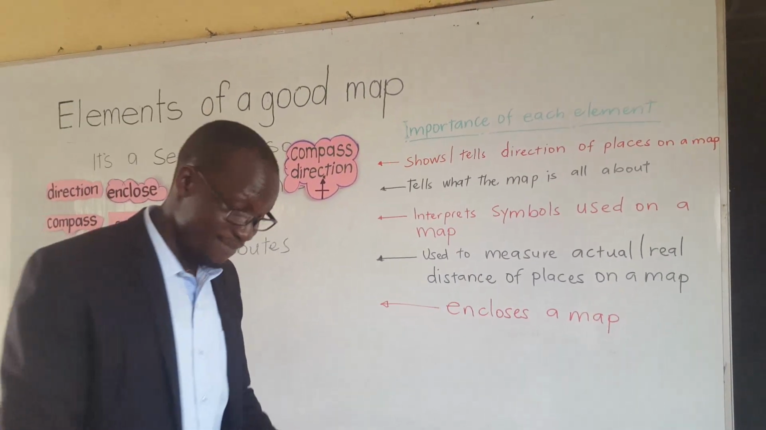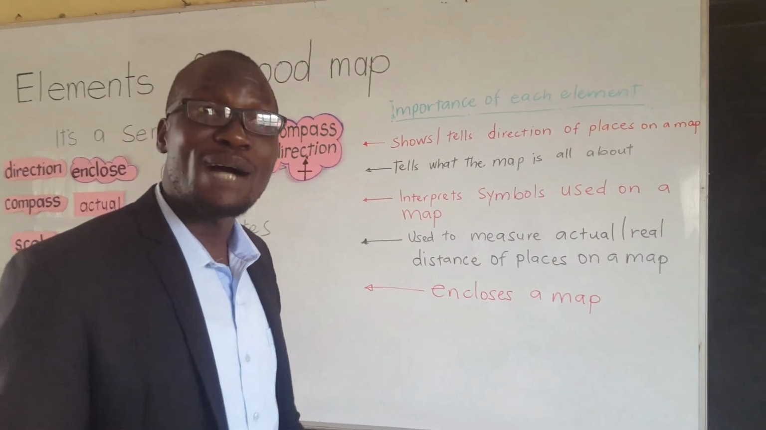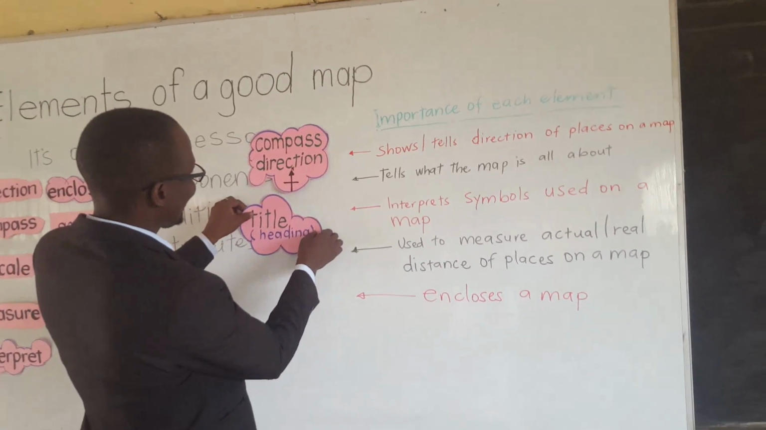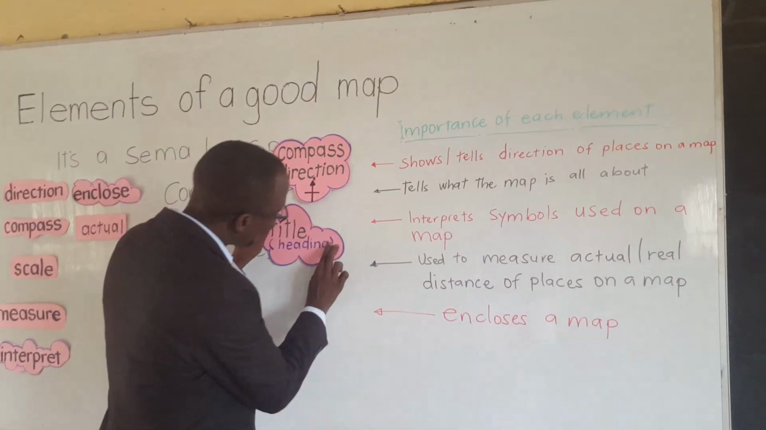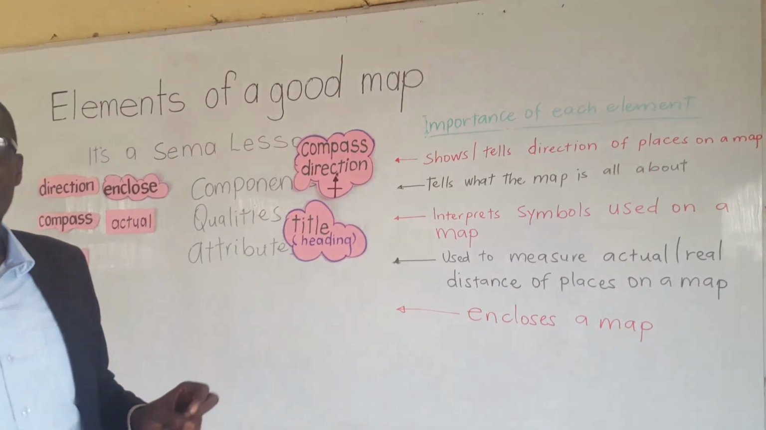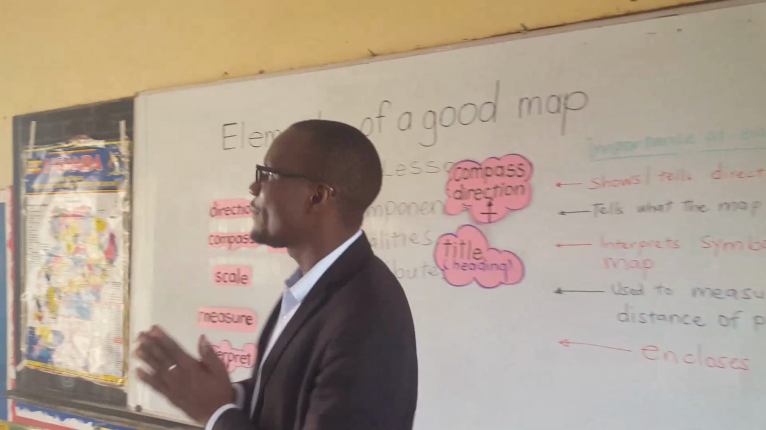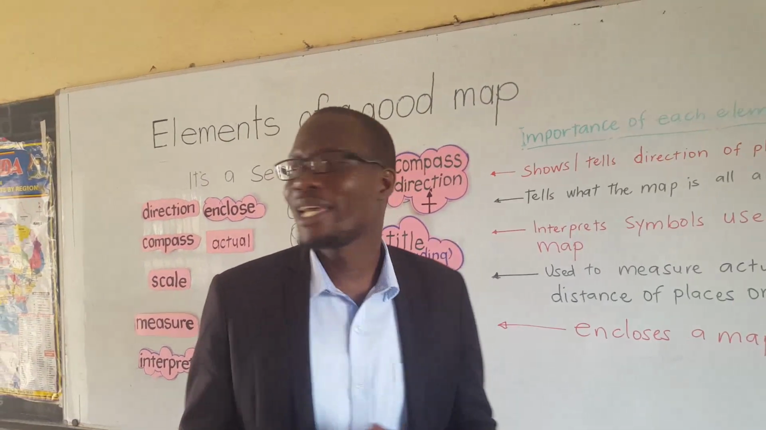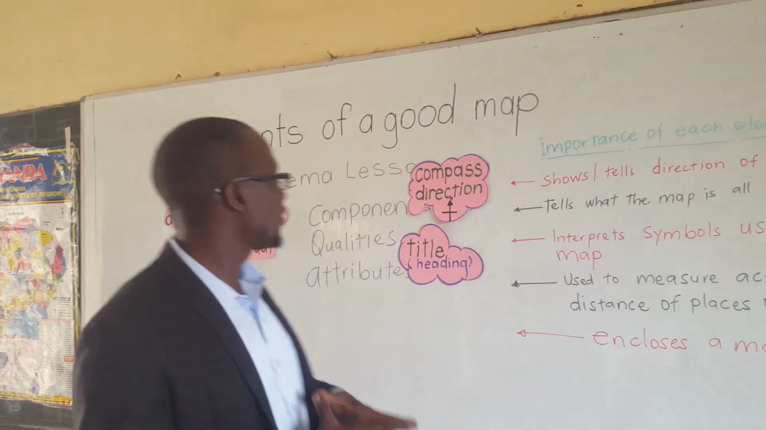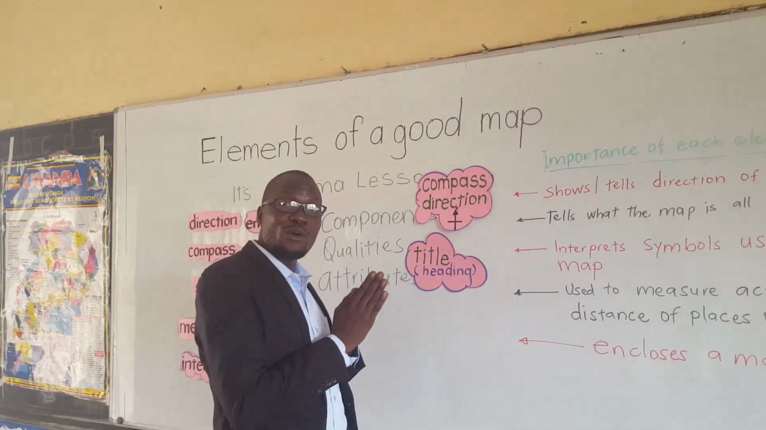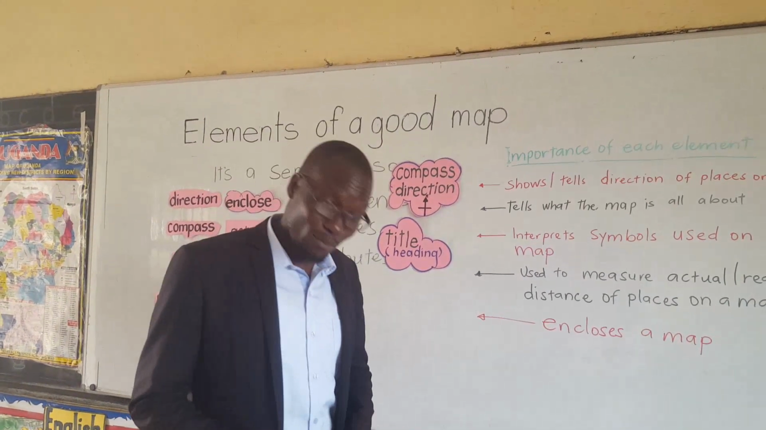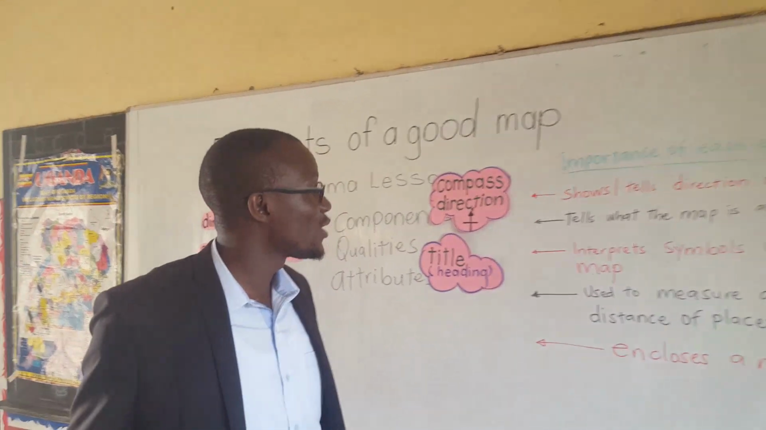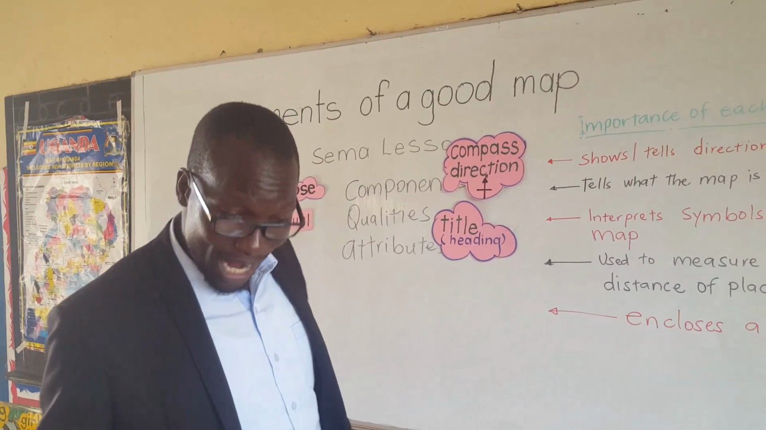There is an element that tells what the map is all about. This element names the map. It tells what the map is going to show you. And guess what? That element is the title. If you want to know what the map is about, like the other map of ours, the title told us that it was a map of Uganda showing new districts. If we did not read the title, we wouldn't have known what that map was talking about. So the title tells what the map is about.